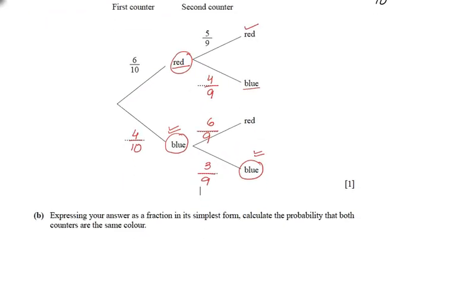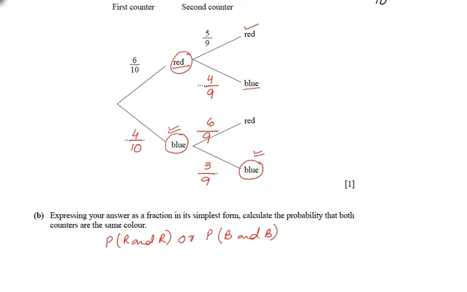Now let's see what they are asking in the next part. They are saying, expressing your answer as a fraction in its simplest form, calculate the probability that both counters are the same color. Okay. So if both counters are of the same color, we have 2 possible conditions. Maybe both counters are red, or maybe both counters are blue. So here we will take the probability of red and red. This is the first condition, or the second condition can be the probability of blue and blue. Now let's write these probabilities.